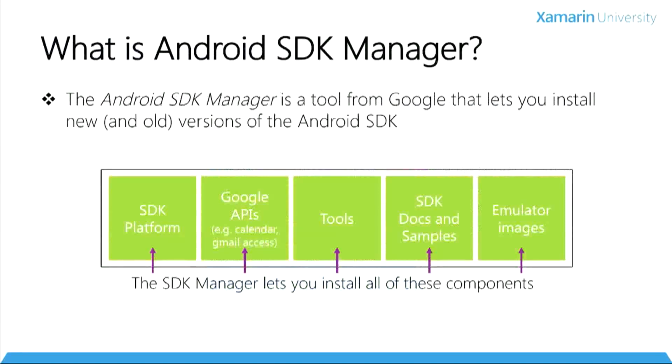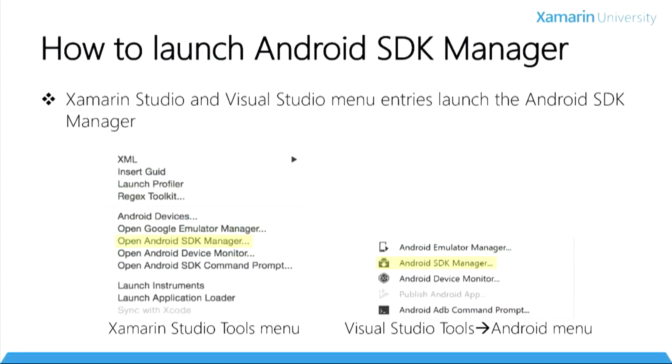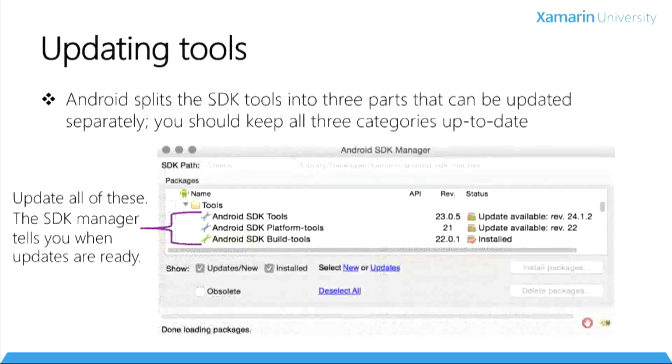When it's time to update your Android SDK, you're going to use a tool called the Android SDK Manager, and it actually lets you update all 5 of those things. Again, we're focusing on the SDK platform, that's your APIs, and then the tooling that lets you build and debug an Android app. To launch the SDK Manager, there are menu entries in both Xamarin Studio and Visual Studio. Once you launch the SDK Manager, there are a couple of different areas to look at. The first one is the Tools setting.